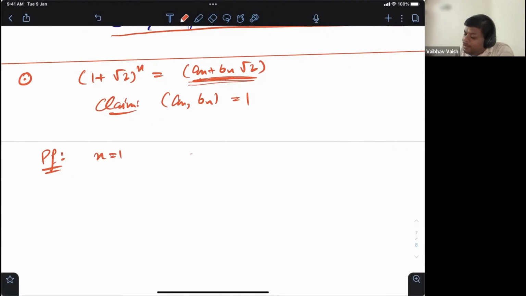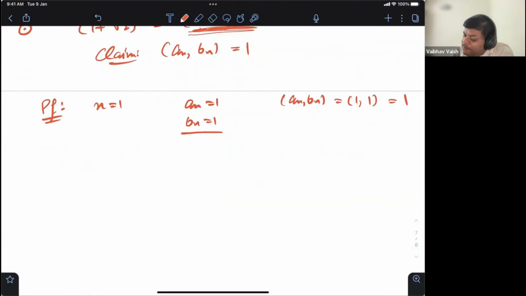The base case is n equal to 1: a1 equal to 1, b1 equal to 1, and therefore GCD of a1 and b1 is GCD of 1, 1, which is 1. If n is 1, then (1 plus root 2) to the power 1 is just 1 plus root 2, and therefore you have these things. Okay, what happens at the induction step? Suppose for n equal to k, GCD of ak comma bk is indeed 1.